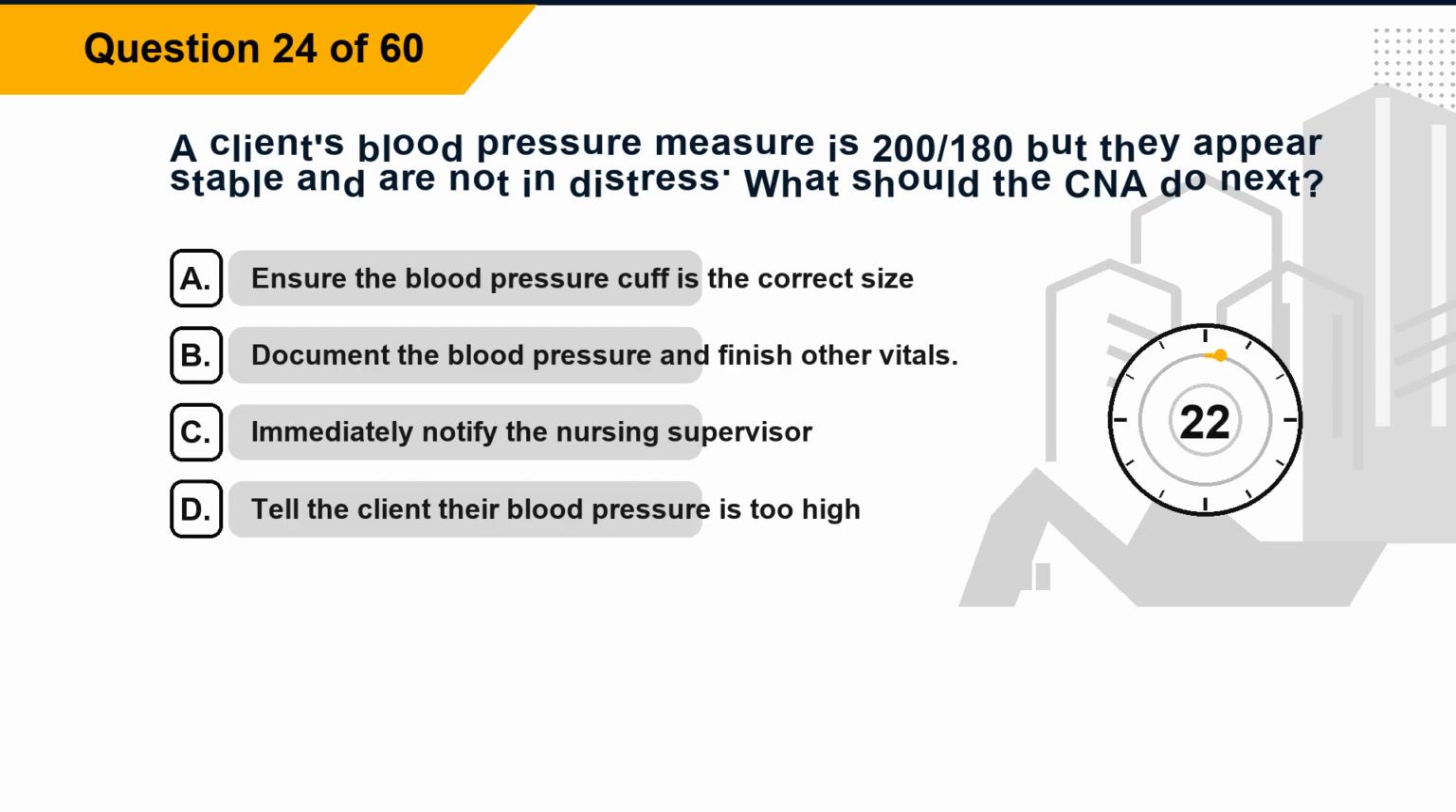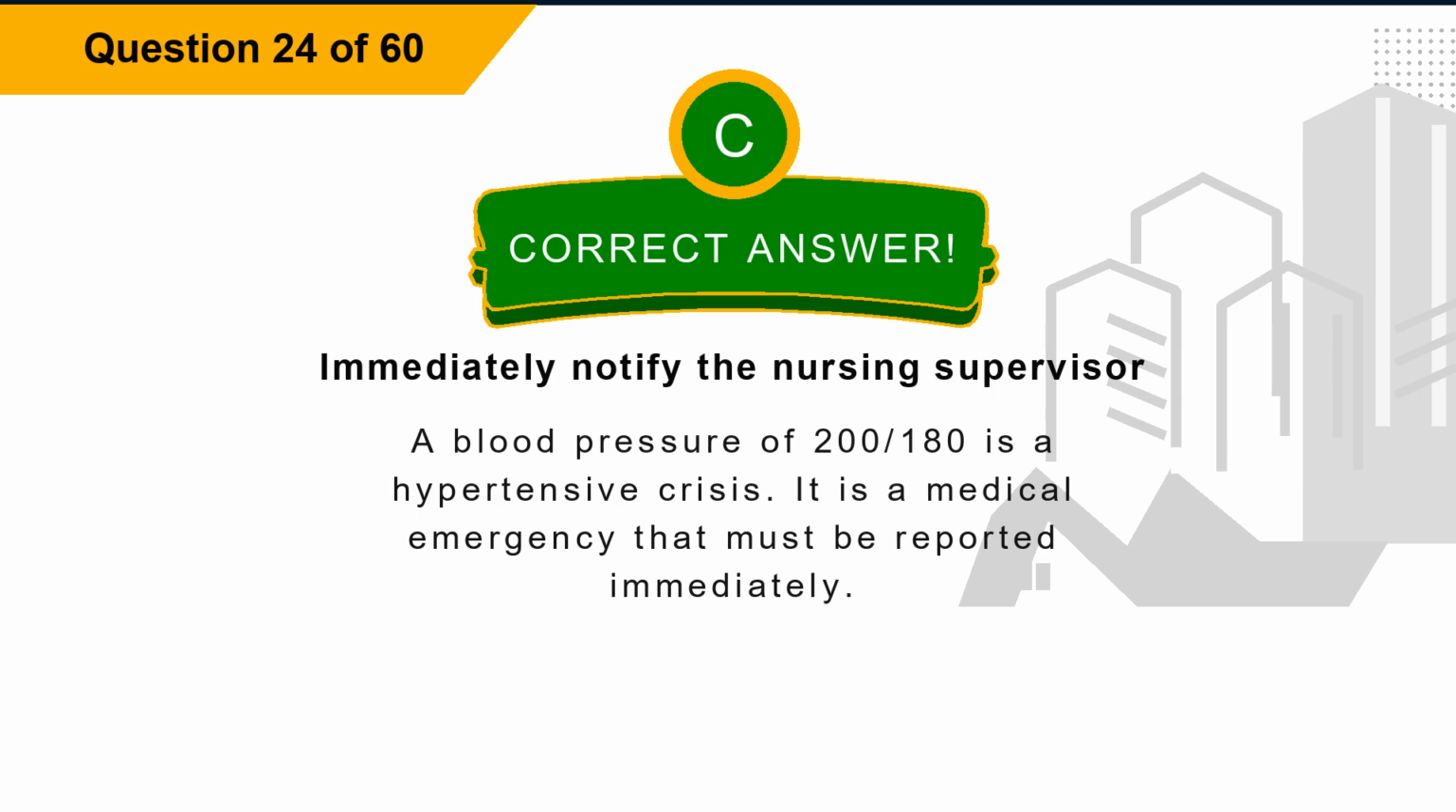Question 24. A client's blood pressure measure is 200/180 but they appear stable and are not in distress. What should the CNA do next? Option A. Ensure the blood pressure cuff is the correct size. Option B. Document the blood pressure and finish other vitals. Option C. Immediately notify the nursing supervisor. Option D. Tell the client their blood pressure is too high. The correct answer is option C. Immediately notify the nursing supervisor. Explanation. A blood pressure of 200/180 is a hypertensive crisis. It is a medical emergency that must be reported immediately.